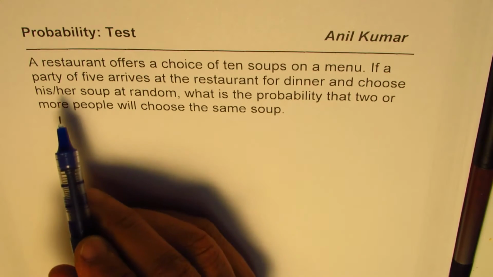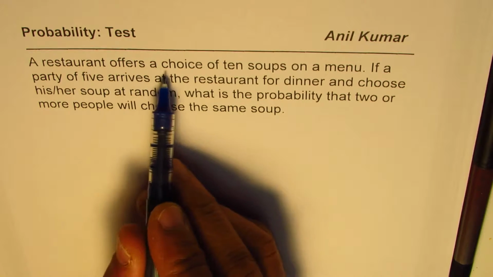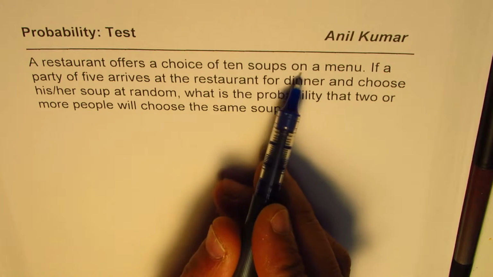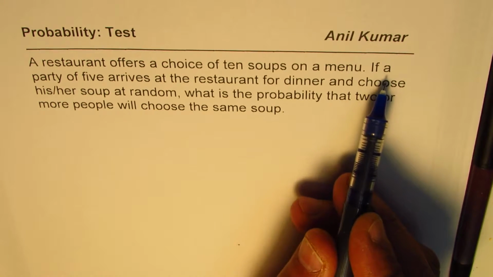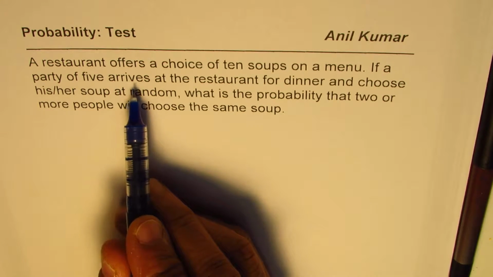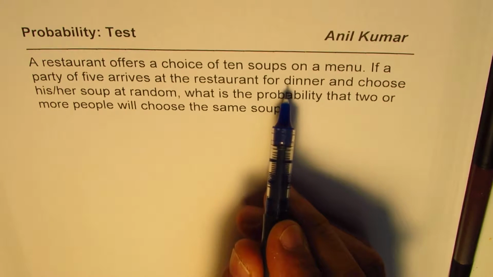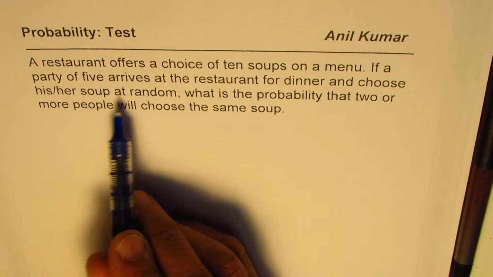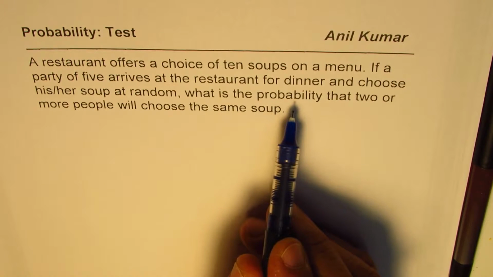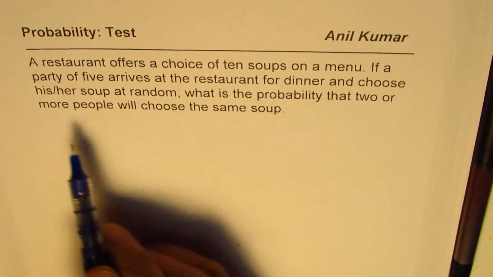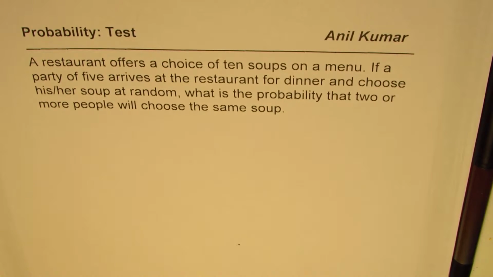The question here is, a restaurant offers a choice of 10 soups on a menu. If a party of 5 arrives at the restaurant for dinner and each chooses his or her soup at random, what is the probability that 2 or more people will choose the same soup? You can pause the video, answer the question, and then look into my suggestion.